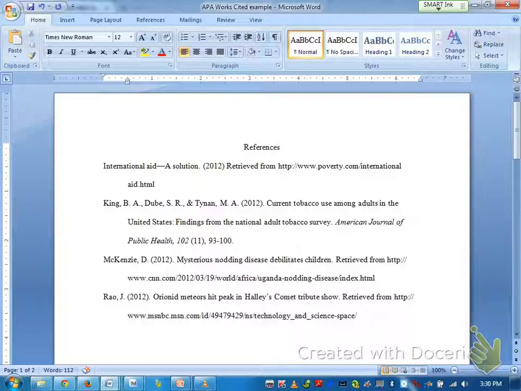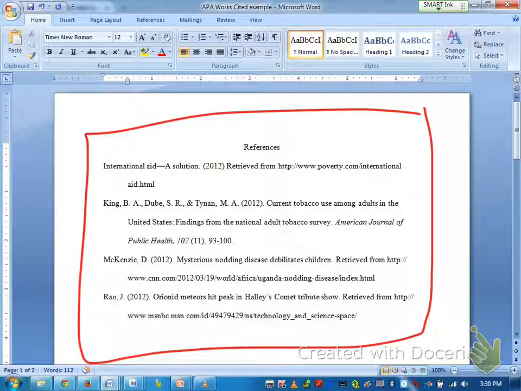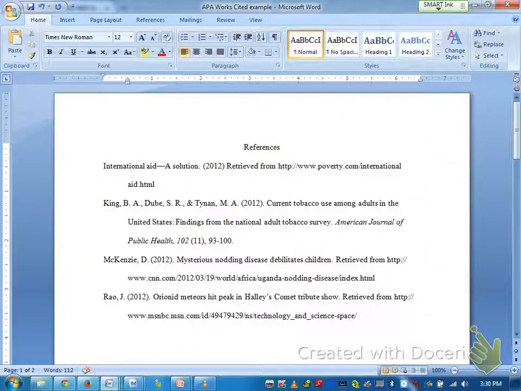First of all, reference pages look a certain way. They look as this one does. There's not a lot of variety, not a lot of fun in the wonderful world of reference pages. At the top and centered is the word references, not works cited, not bibliography, references.